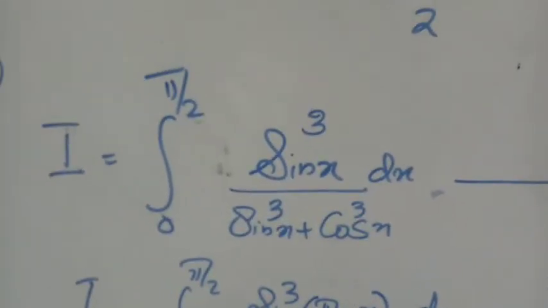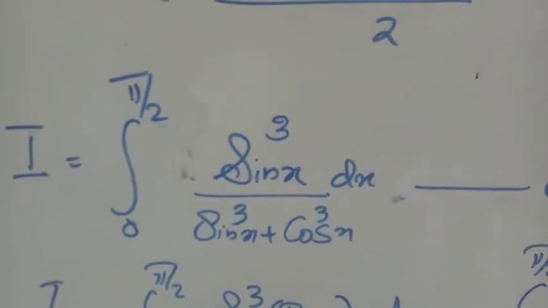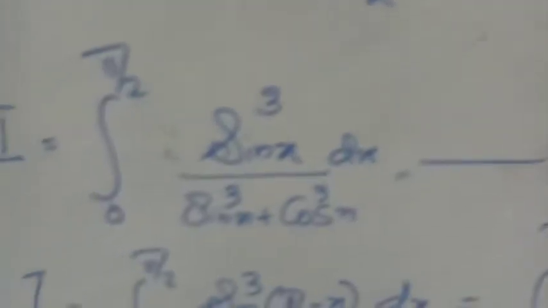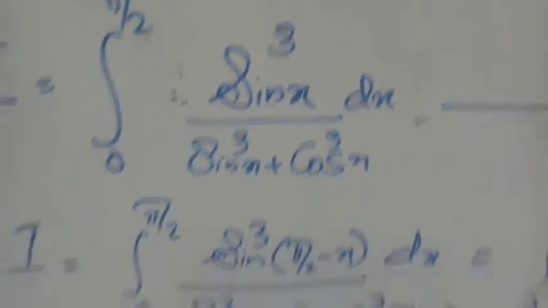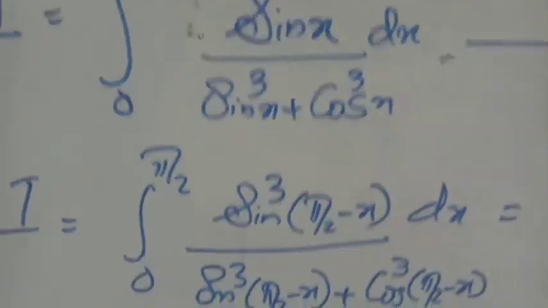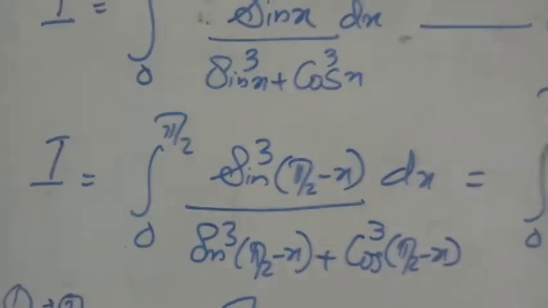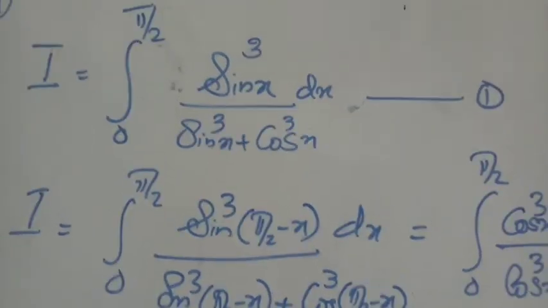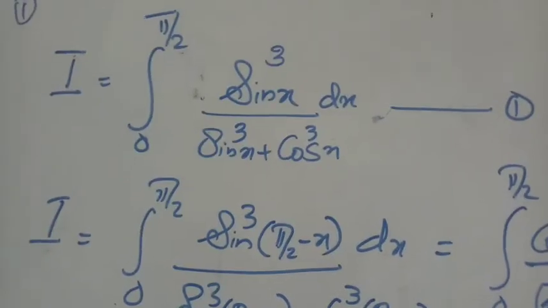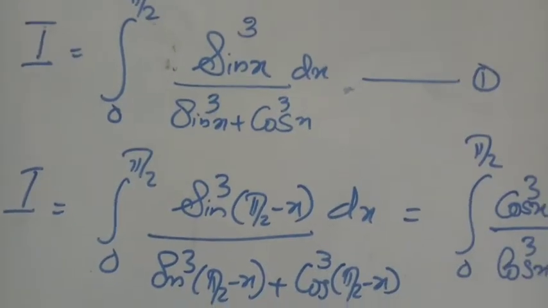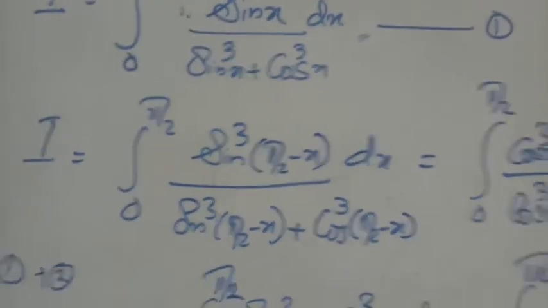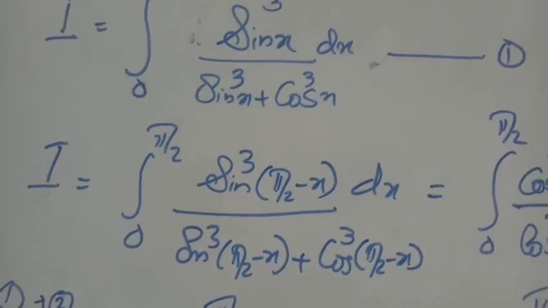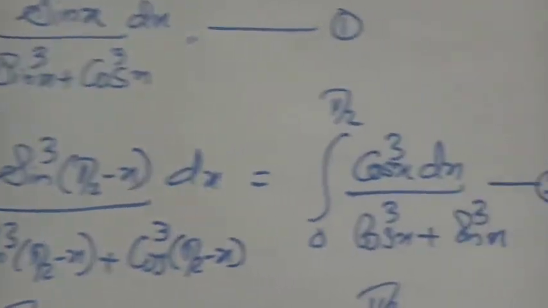Let's see one problem, of which the first question is integral 0 to pi by 2 sin cube x dx divided by sin cube plus cos cube. Take this as equation number 1. And again, by applying the limit formula, I is equal to integral 0 to pi by 2 of a minus x. Here a is pi by 2, so a minus x is pi by 2 minus x, divided by sin cube pi by 2 minus x plus cos cube pi by 2 minus x.